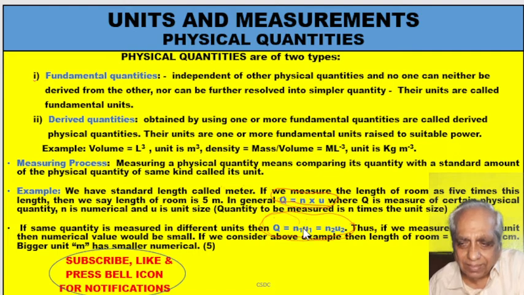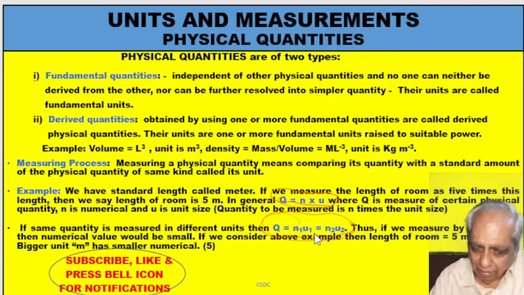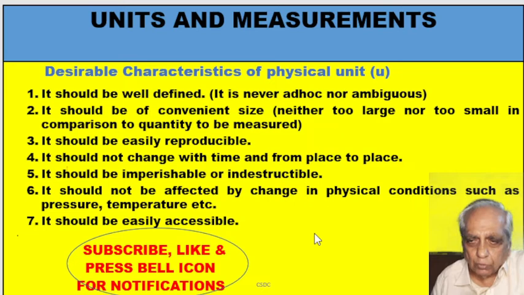In case the unit is bigger, like the meter is bigger, its number is smaller, 5. Centimeter is smaller, so its number is bigger, 500. So Q is equal to n1 u1 equal to n2 u2. This will be used in certain examples. Is it all right? So now we'll proceed further.